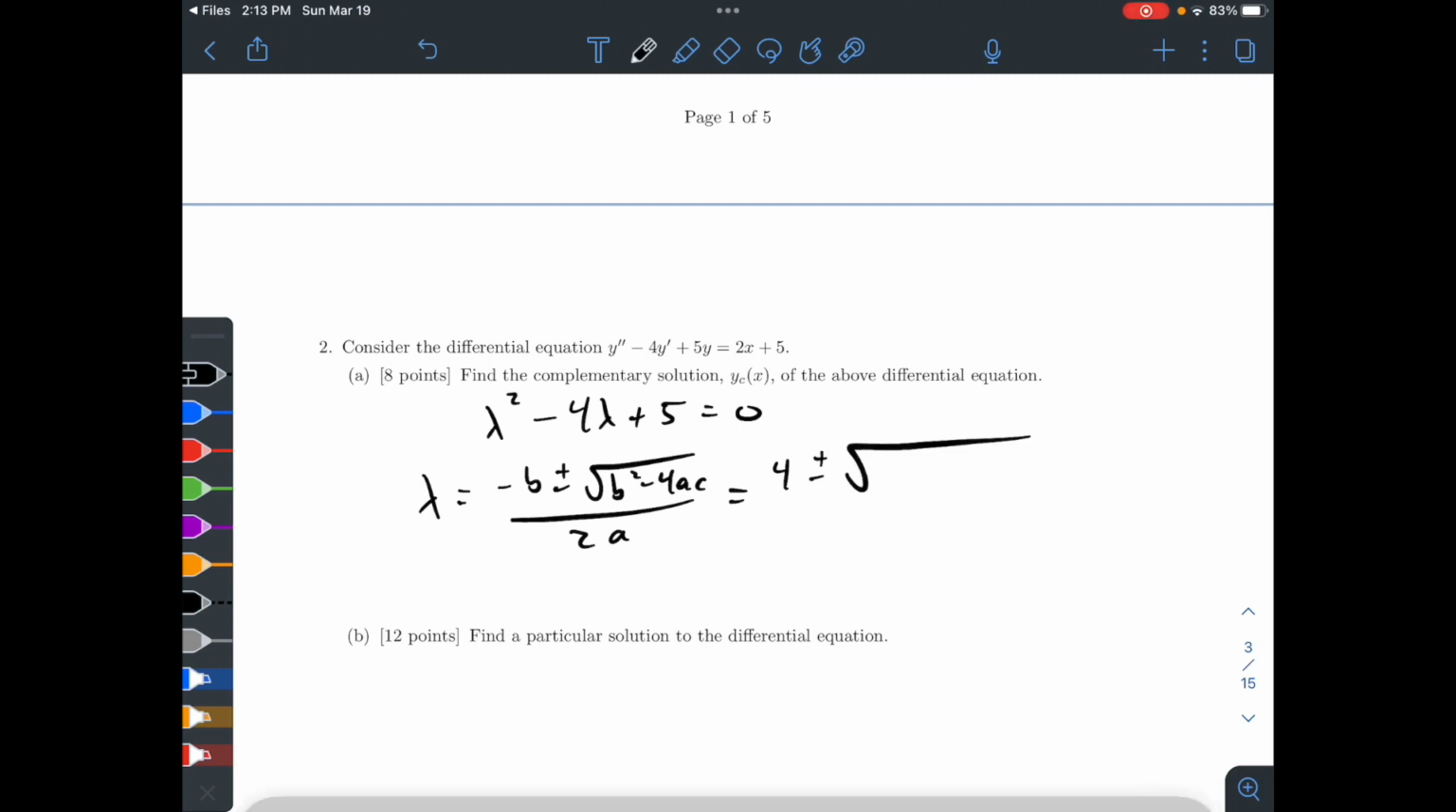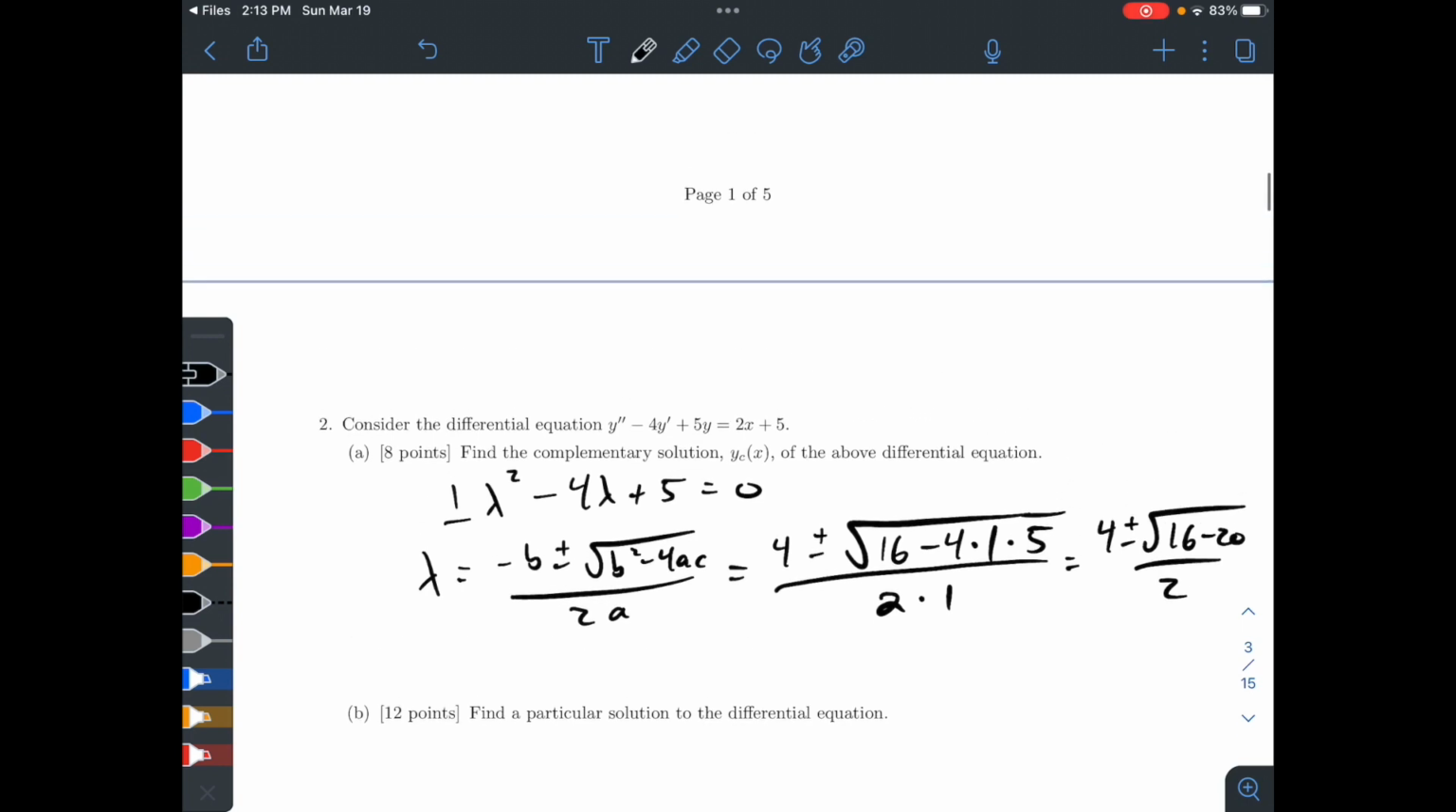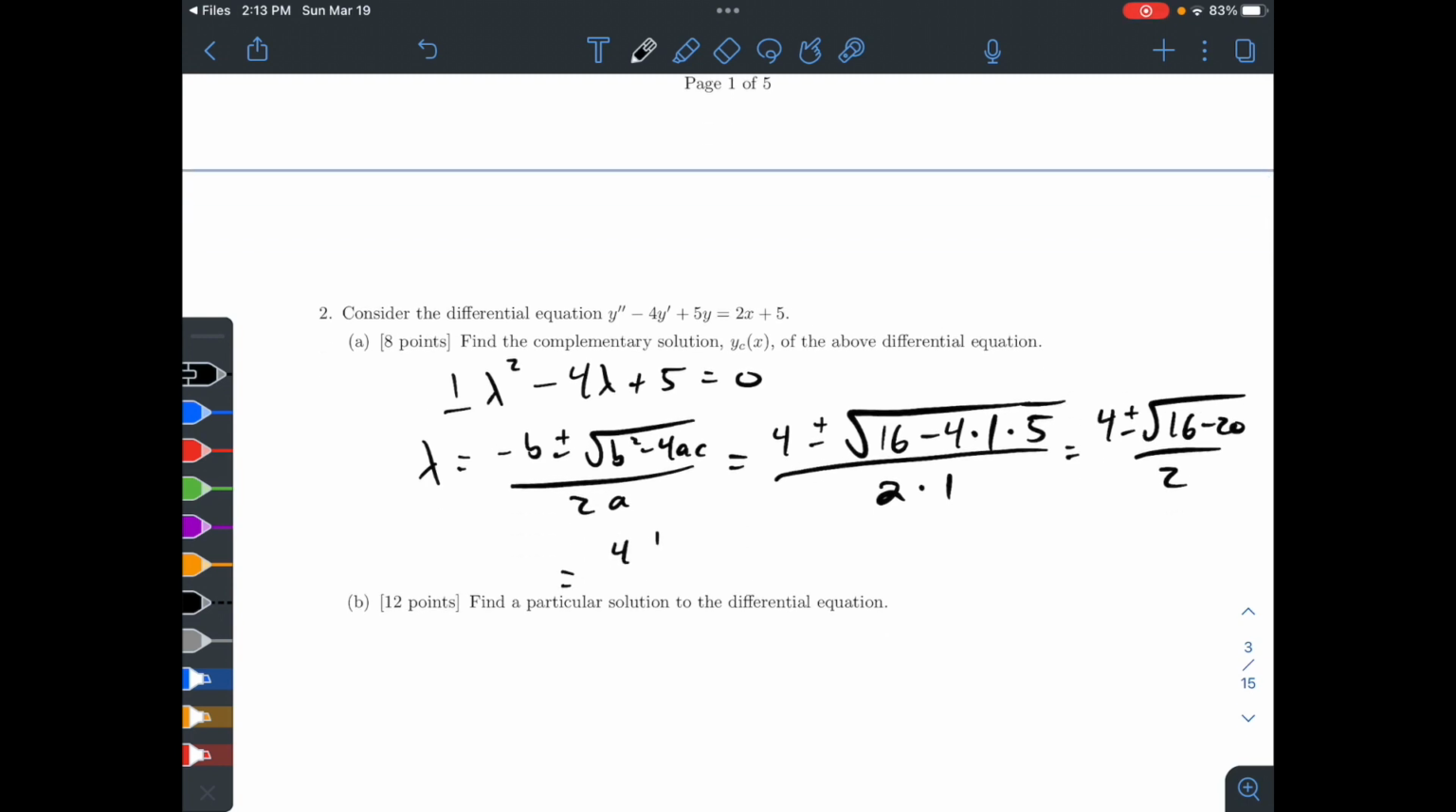Plus or minus the square root of b squared. B again is -4, so -4 squared is 16. And minus 4 times A, which is 1, and then times C, which is 5. This is all over 2A, 2 times 1. Okay. This is 4 plus or minus square root of 16 minus 20 all over 2, so 4 plus or minus square root of -4 all over 2.